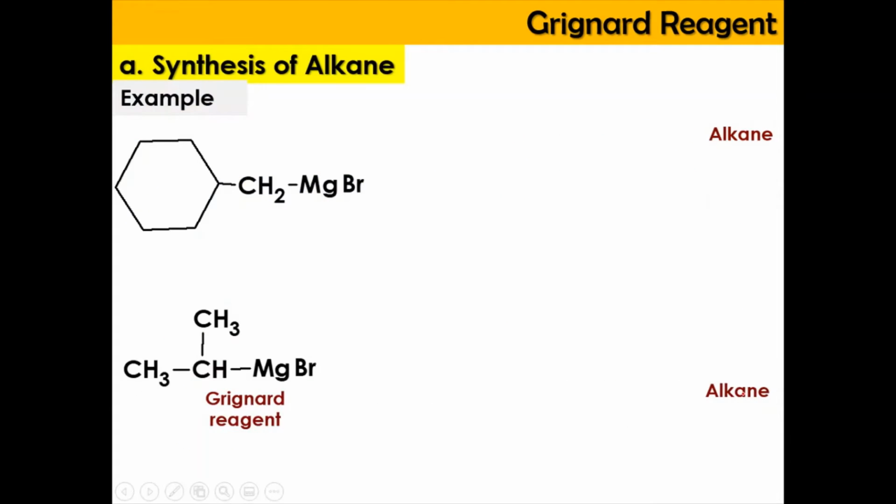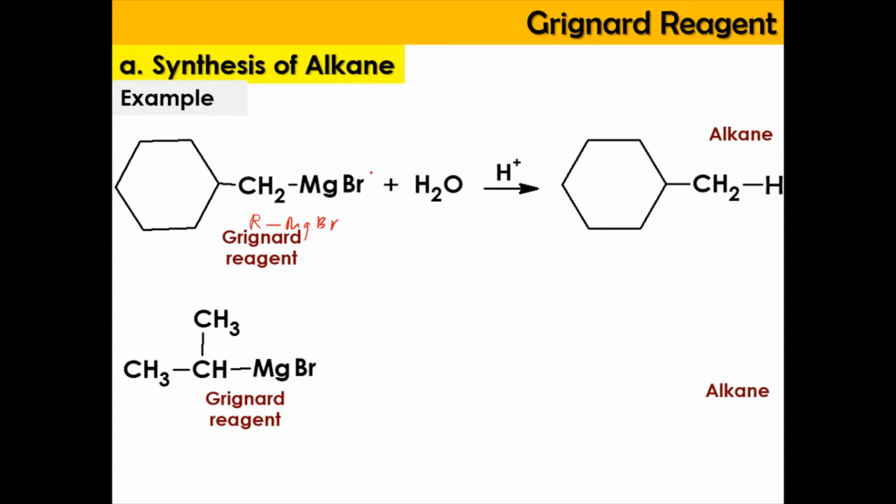Alright, so another example is also shown here. Let's say we have the cycloalkane attached with MgBr. So this is also known as a Grignard reagent because it has a general formula of RMgBr. When it is reacted with water at acidic condition, we're going to replace the MgBr with H, and this is going to produce an alkane. Okay, so it's going to be methylcyclohexane.